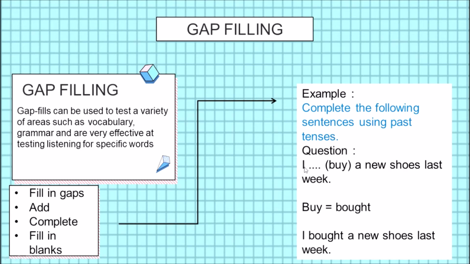The question: I blah blah blah only used last week. In this question, "buy" is verb 1, but the instruction is using past tense, so we have to change this verb 1 to verb 2. Verb 2 of "buy" is "bought", and this is the good answer.